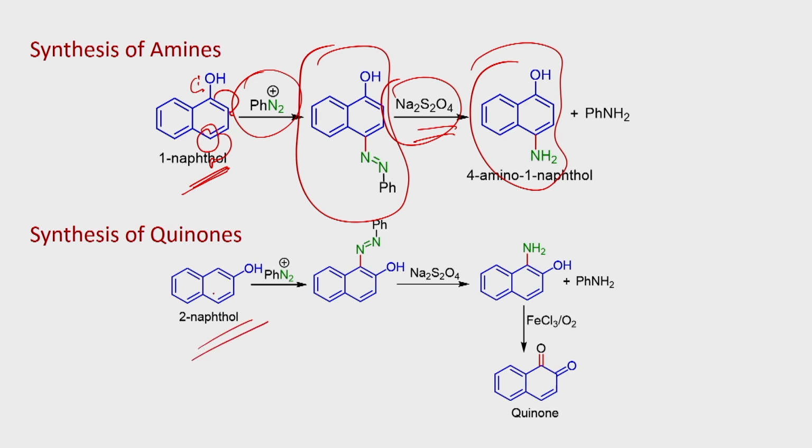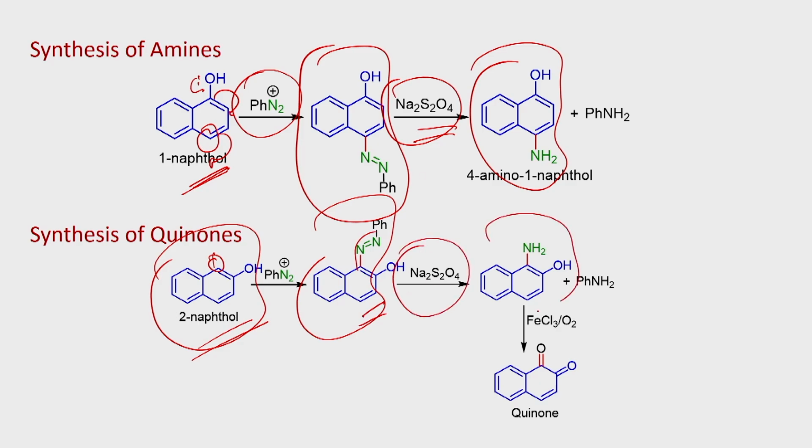The second example involves again the reaction of 2-naphthol with this same diazonium salt. When you react with phenyl diazonium salt, this portion is activated, it can undergo addition reaction. Already we have seen several examples. Once we have this one, as we have just seen above, you can reduce it and you get this 1-amino 2-naphthol as a product. Once you form this one, it can be further oxidized using FeCl3 in the presence of oxygen, and you will be able to get quinone as the product.